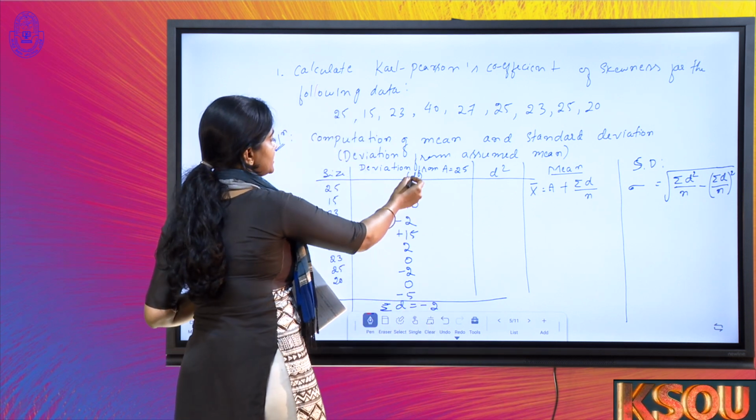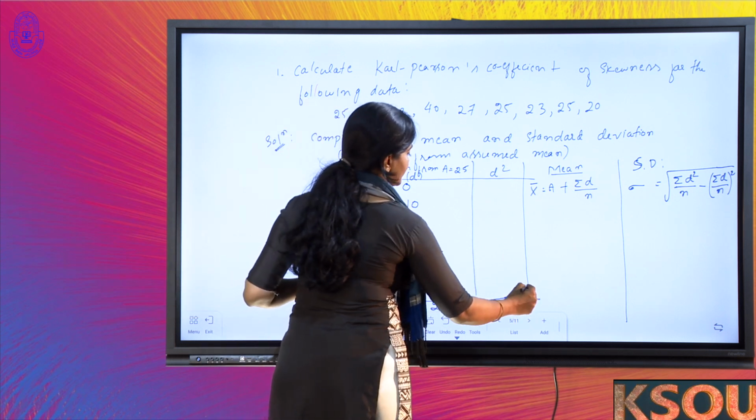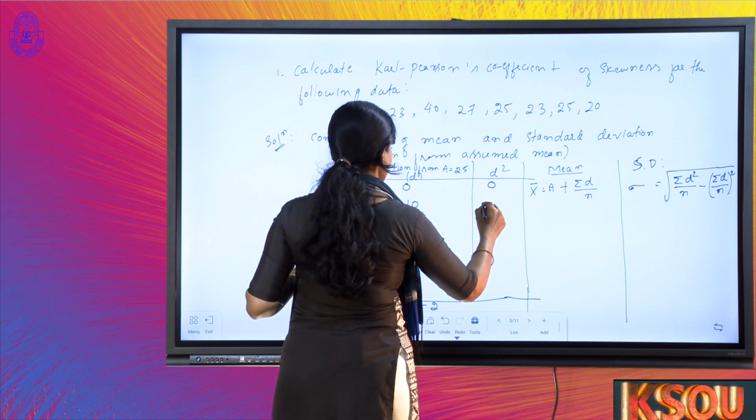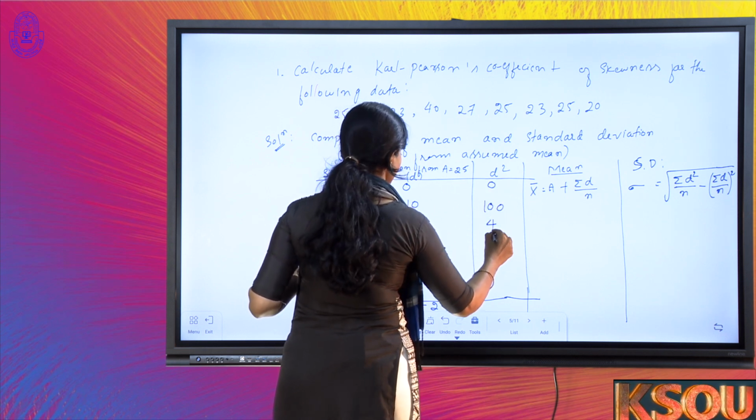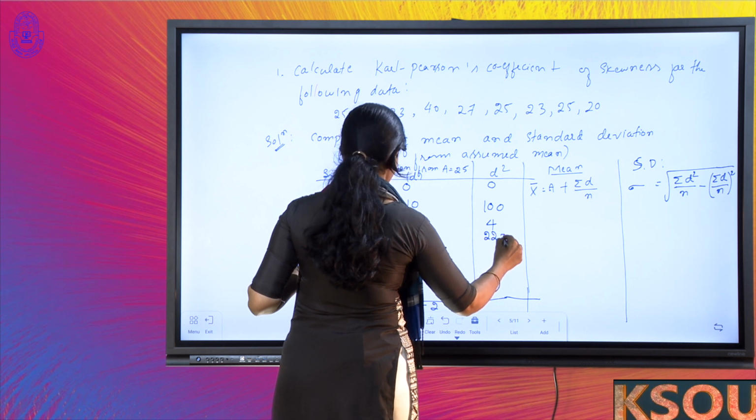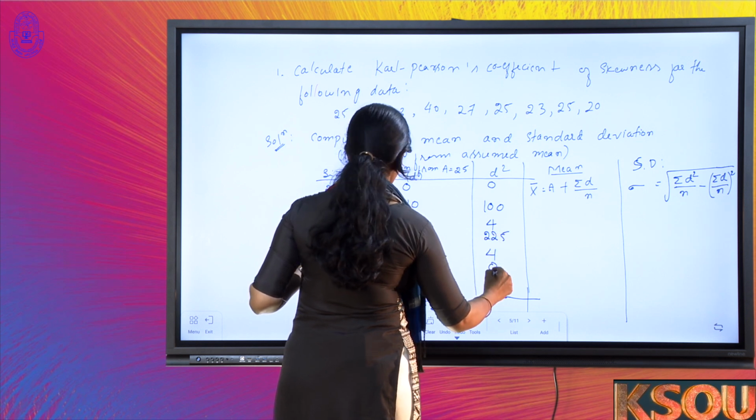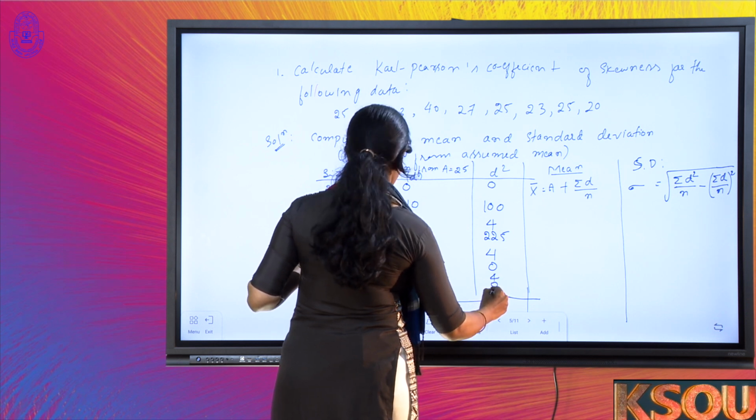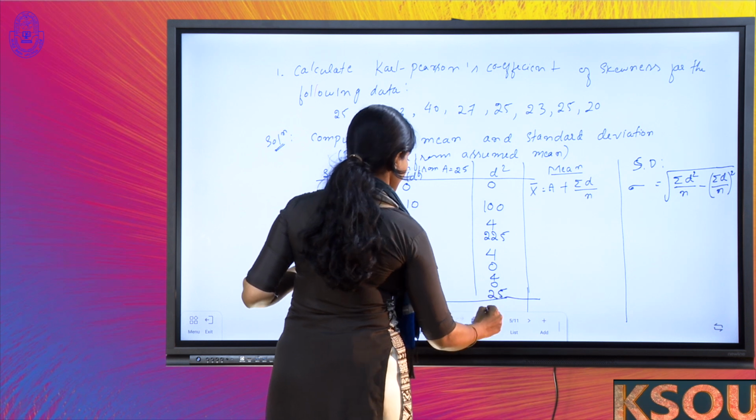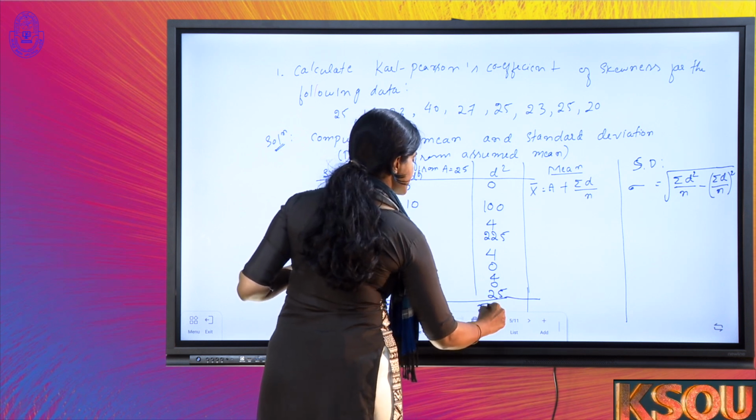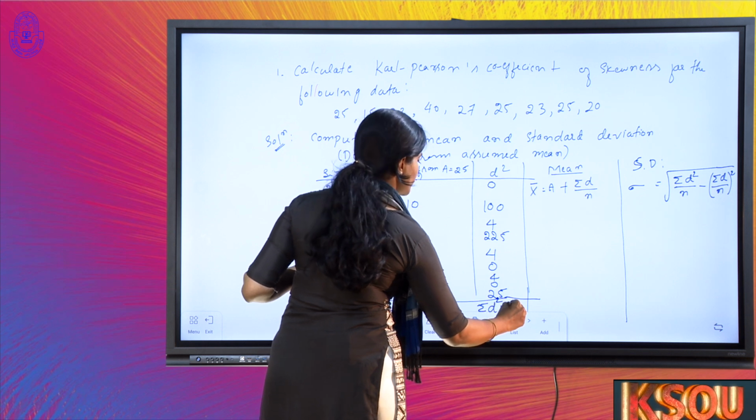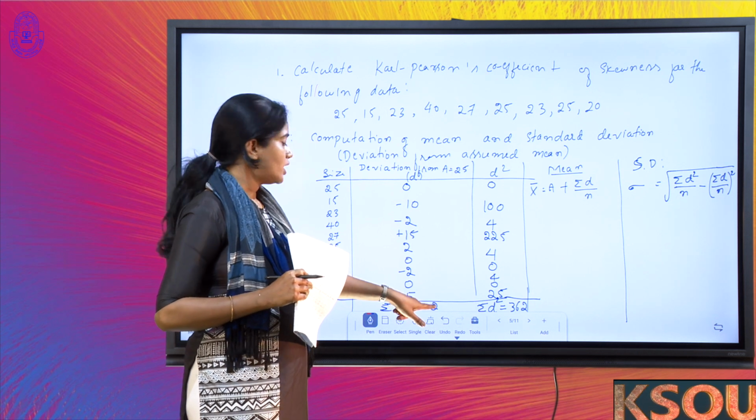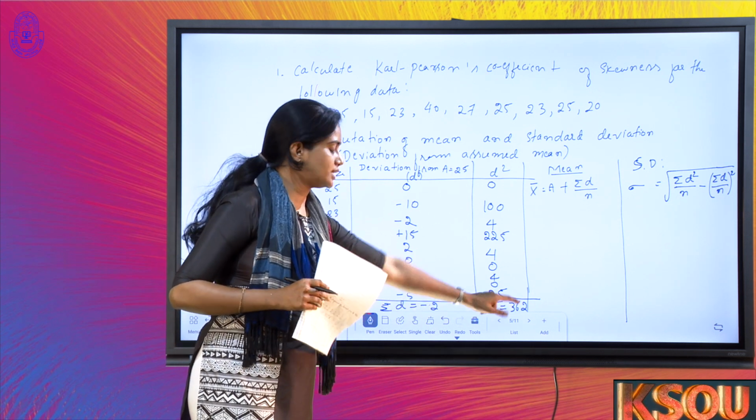After calculation of this d, you will have to square them, that is 0 square, minus 10 square, like that. So, 0, 100, 4, 225, 4, 0, 4, 0, 25. So, here you will have to get summation d square value is equal to 362. So, summation d is equal to minus 2 and the summation d square is equal to 362.